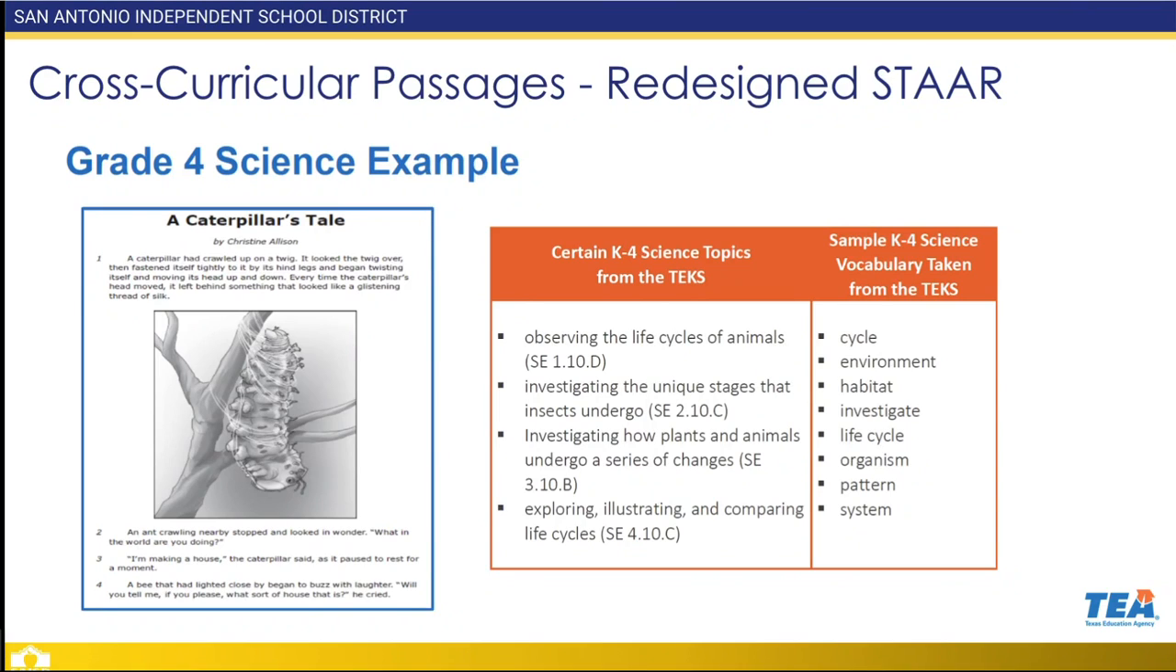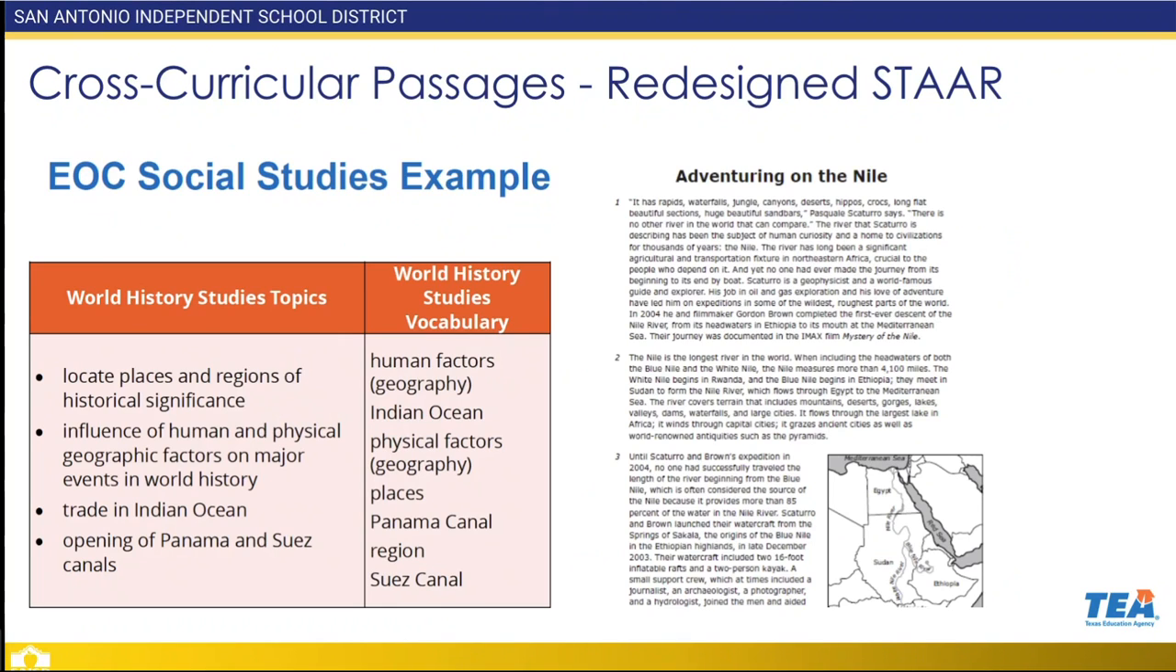This passage directly relates to what students have been learning in science, in which they are asked to observe life cycles of animals, to include unique stages that insects undergo. These reading passages also contain similar vocabulary to what they have learned in their science class, such as life cycle, environment, habitat, and investigate. Let's take a look at a secondary example.